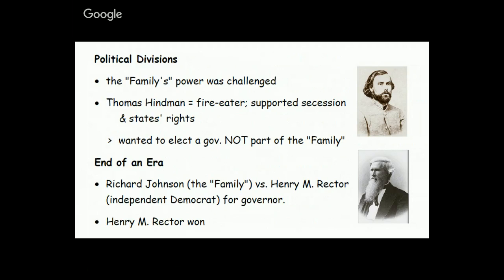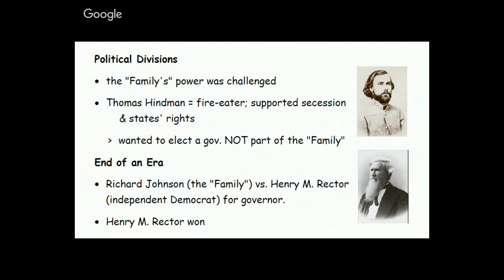And eventually, a new group of people began to challenge the family's grip on politics in Arkansas. One of the leaders of this new group was an ambitious man from the Delta named Thomas Hindman. Hindman was known as a fire eater because of his passionate support for secession and states' rights. He and others wanted to elect an Arkansas governor who was not a member of the family. Their chance came during the elections of 1860.